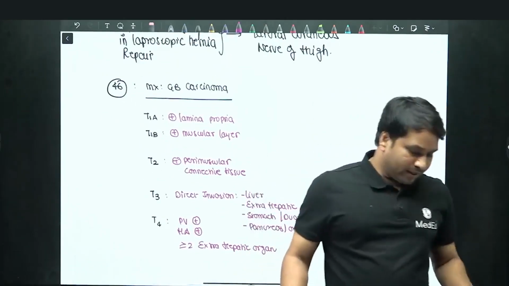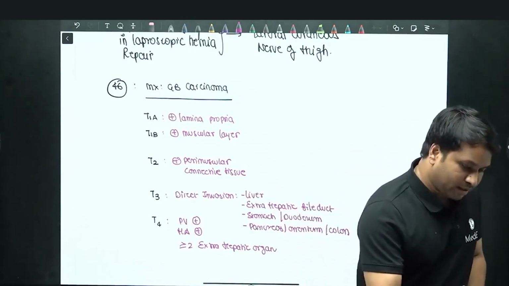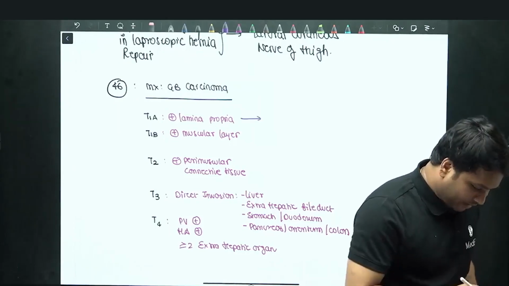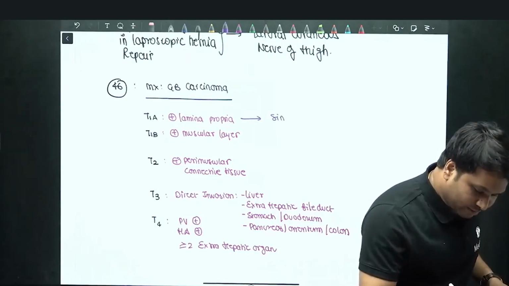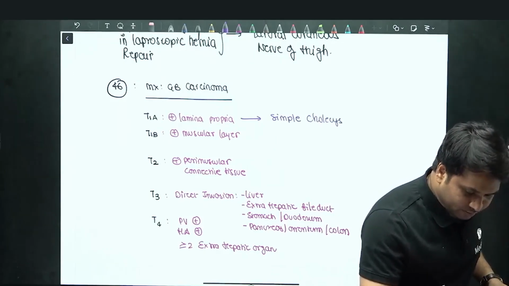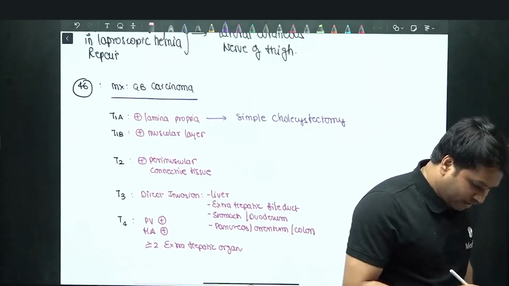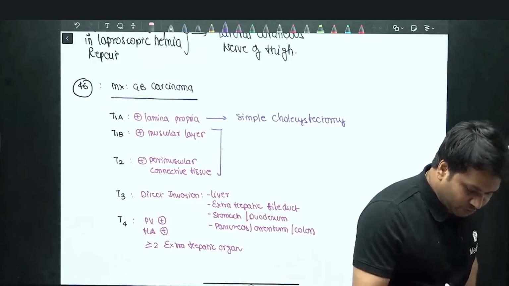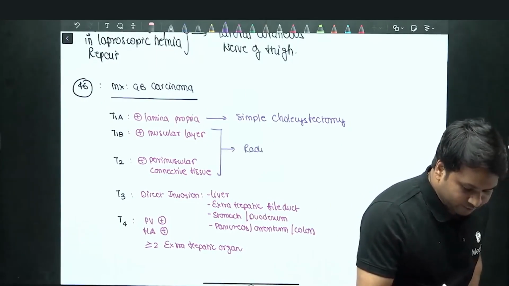Now, how would you like to manage based upon this? Remember, for a T1A disease, I will do a simple cholecystectomy. We'll do a simple cholecystectomy. For T1B and T2, we do radical cholecystectomy.